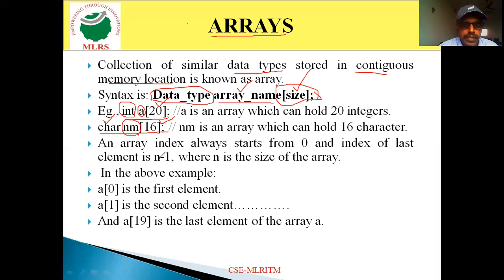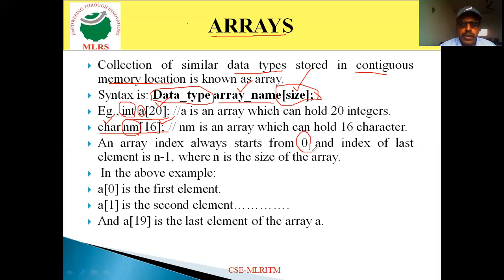So we are specifying that the array stores a maximum of 20 elements for a[20] and a maximum of 16 elements for nm[16]. That indicates we are going to store a group of values from 1 to 20 or 1 to 16. All the values will be stored in the array in contiguous memory locations, and to access a particular element in the array we can use an index, and that index will start from 0 onwards.